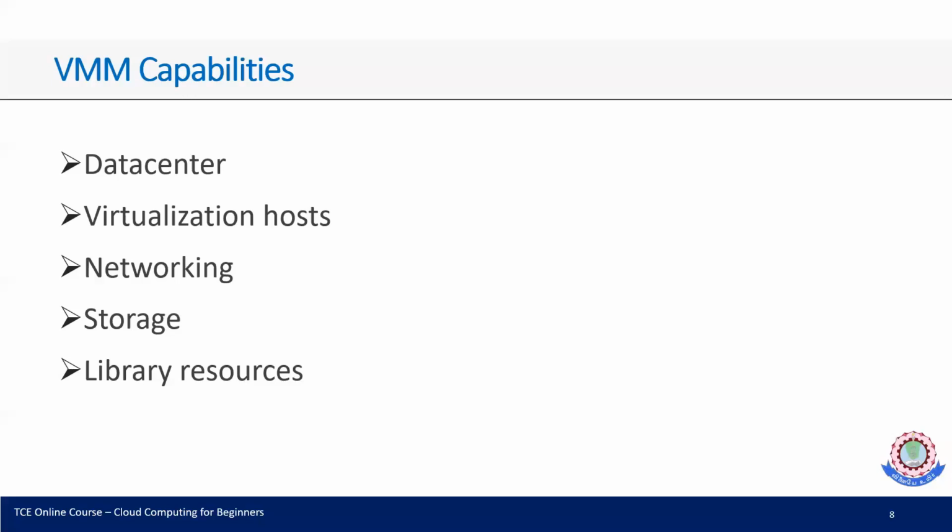Storage. VMM can discover, classify, provision, allocate, and design local and remote storage. VMM supports block storage and SANs. Library resources. VMM Fabric retains a library of file-based and non-file-based resources that are used to create and deploy VMs and services on virtualization hosts. File-based resources include virtual hard disks, ISO images, and scripts.